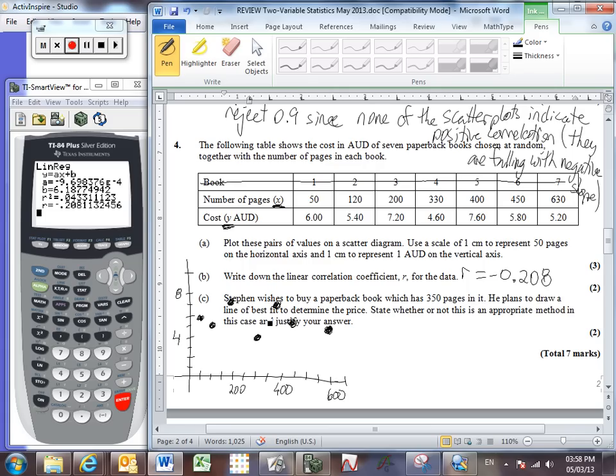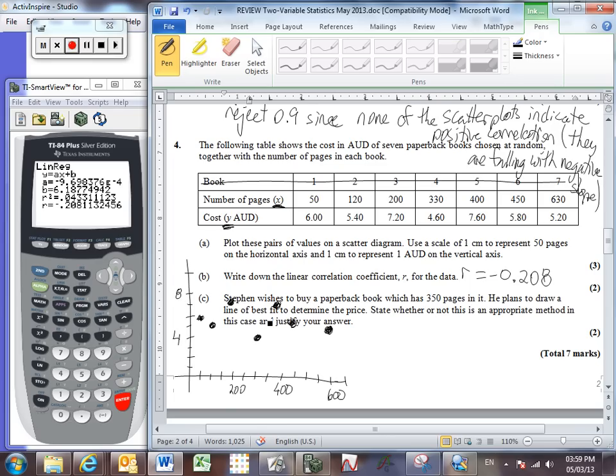Part C. Stephen wishes to buy a paperback book which has 350 pages in it. He plans to draw a line of best fit to determine the price. State whether or not this is an appropriate method in this case, and justify your answer. This is a very tricky question, because there's two things that you need to consider when you are thinking about whether a line of best fit is an appropriate method.